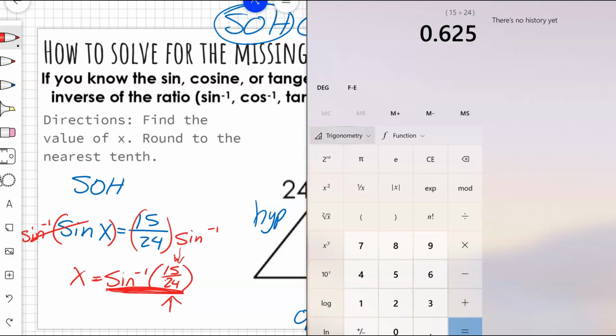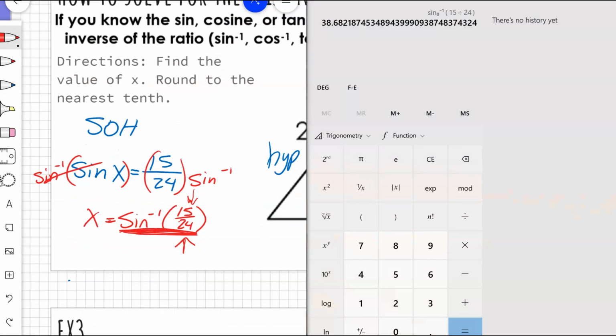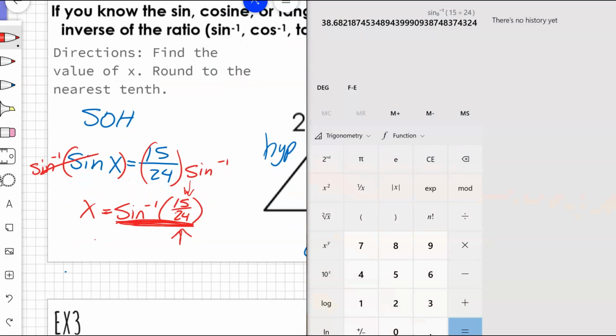So now I'm going to click on the trigonometry. Second, because I do need that sine inverse, that -1, okay, and that's going to give me 38.68, so that's going to round up. Please make sure you pause the video and practice until you get 38.68, okay, because if you can't calculate it, you can't get the right answer overall.